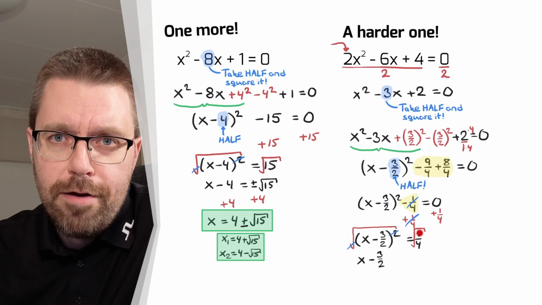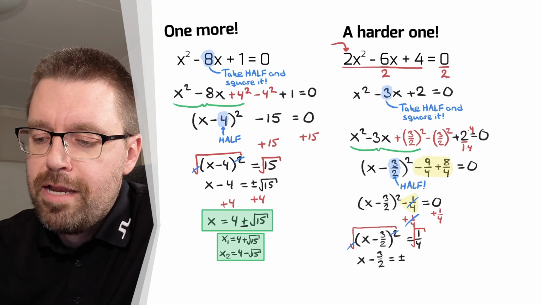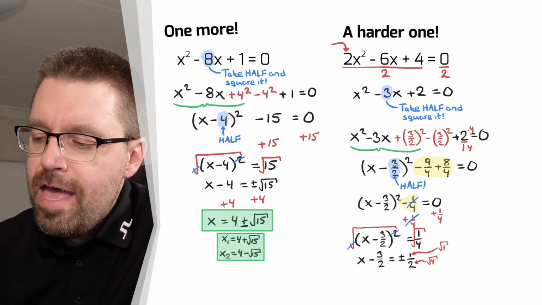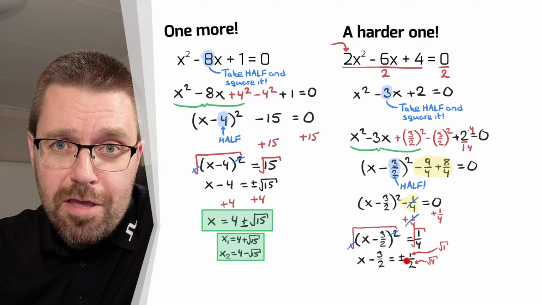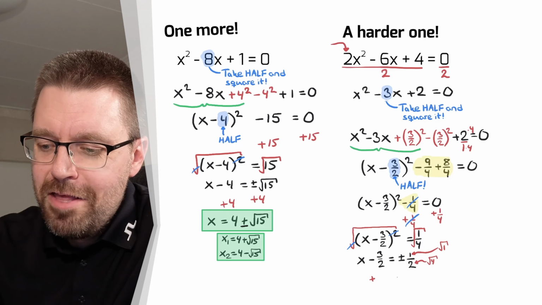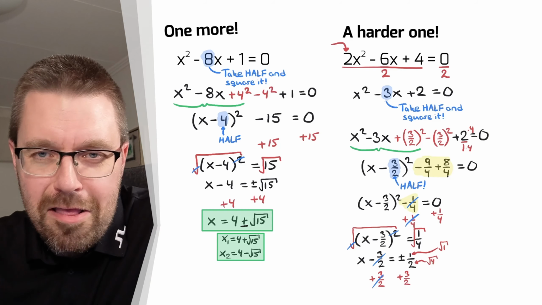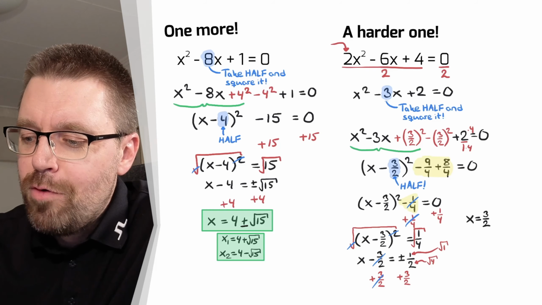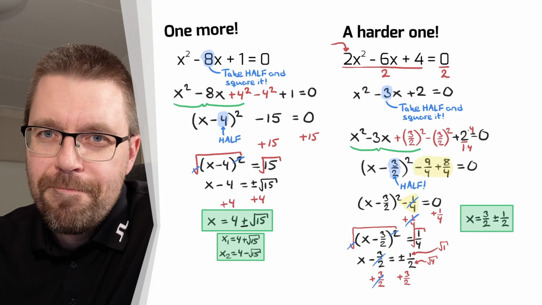And then I can take the square root of 1 equals 1 and square root of 4 equals 2. So I can write it like plus minus 1/2. And I can't forget to write plus minus. It's very important, of course. And then I add 3/2 to both sides of the equation, and then I got my solutions. X equals 3/2 plus minus 1/2.